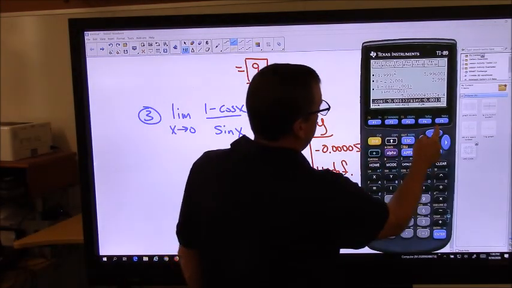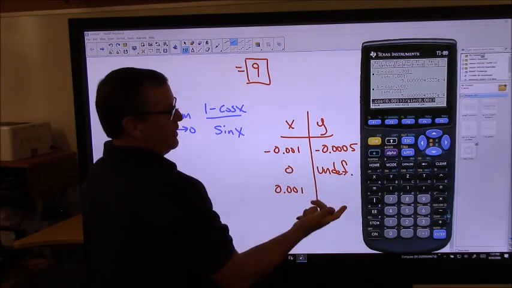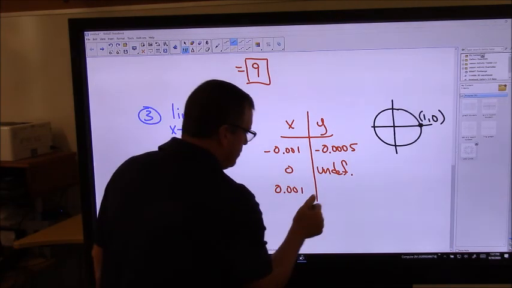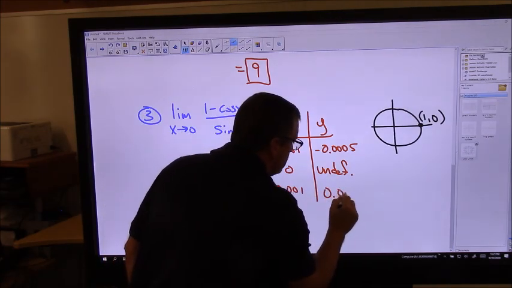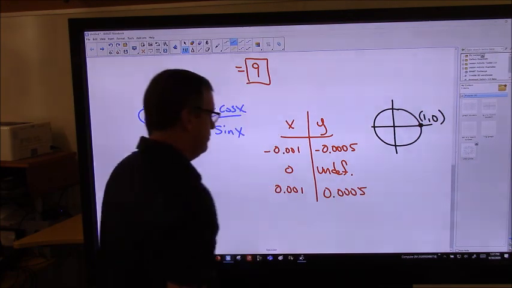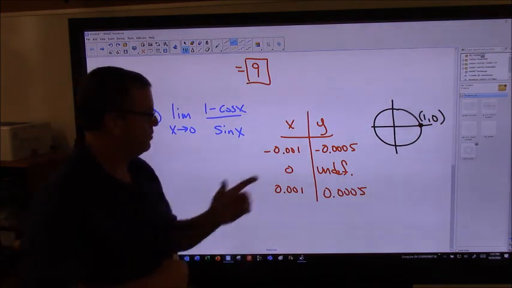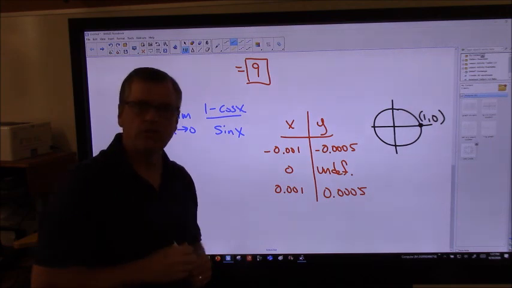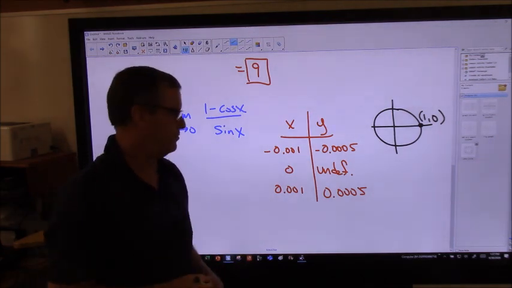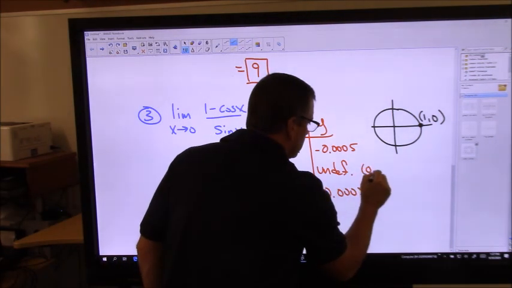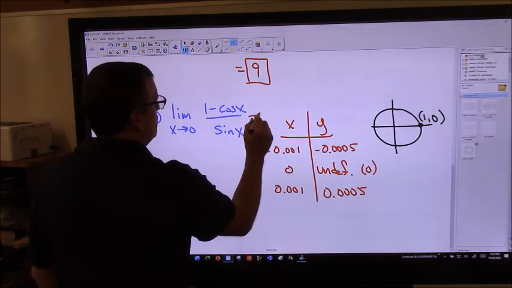So I just need to take the negative sign out. All right, so now I have a positive 0.0005. And so when I look at those two numbers, those are pretty close to 0. There's my limit.